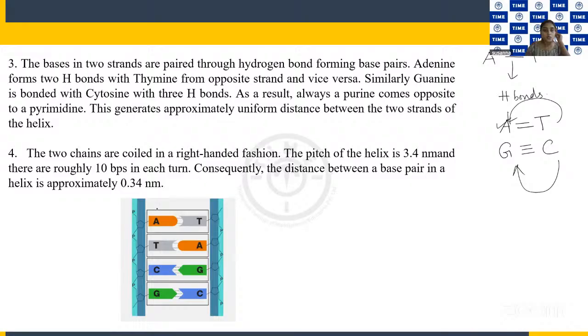So this is what I was saying. In this, you have a ladder-like thing. You have two strands coming in. Here the adenine complements via two hydrogen bonds with thymine and thymine with adenine. And you can see an equal spacing also because of this base pairing. The next important point is the two chains are coiled in right-handed fashion, right? They are coiled in right-handed fashion, and the pitch of the helix is 3.4 nanometer.